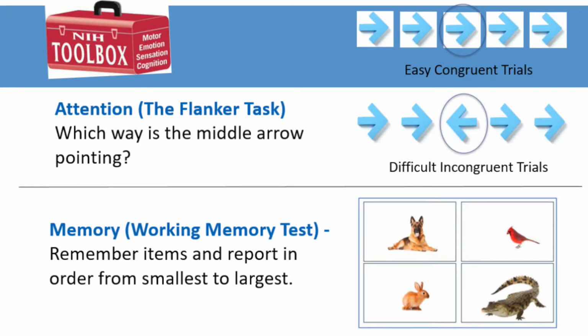So for example, if I was shown a dog, a bird, and a rabbit, I'd have to remember those, but when the response came, I'd have to resort them. So I would respond bird, rabbit, dog, from smallest to largest. For variety in the test, sometimes you see animals and sometimes you see household items, a bed, a table, a chair, a phone, a spoon. Again, you have to remember what you saw and you have to go from smallest to largest.